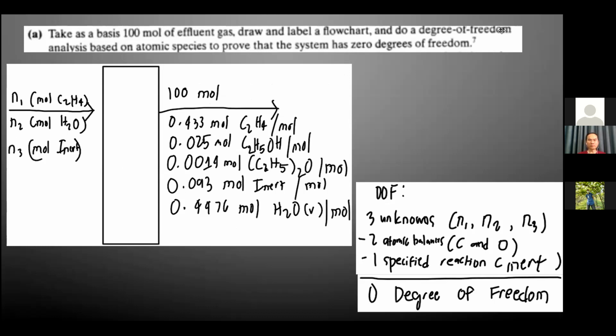Take as a basis 100 moles of effluent gas. Draw and label a flowchart and do a degree of freedom analysis based on atomic species to prove that the system has 0 degrees of freedom. So the unknown here is the input reactants.